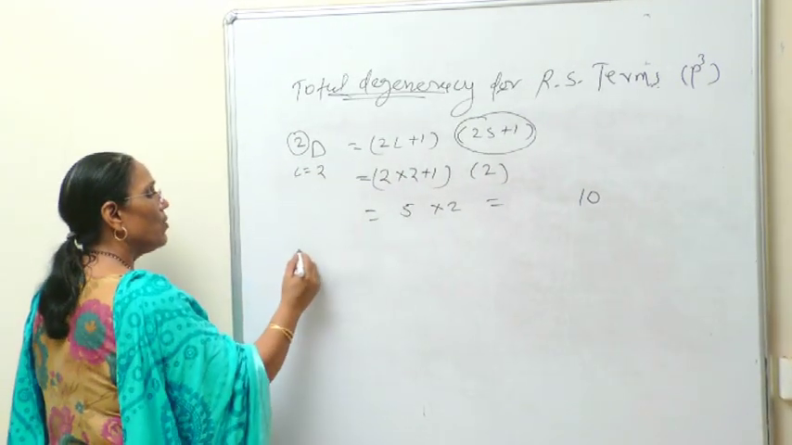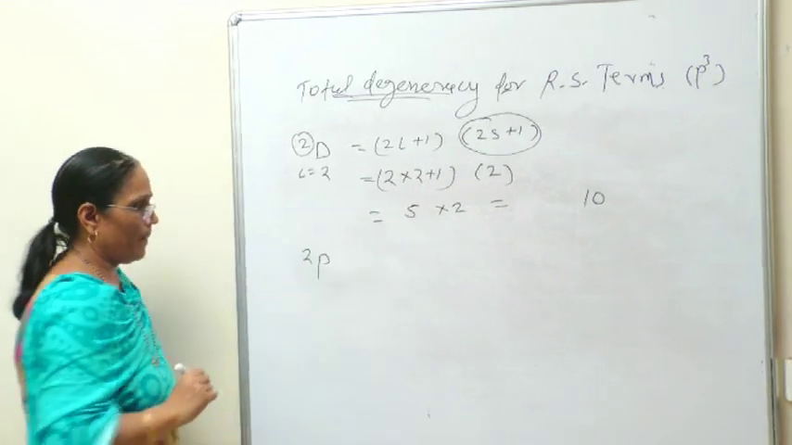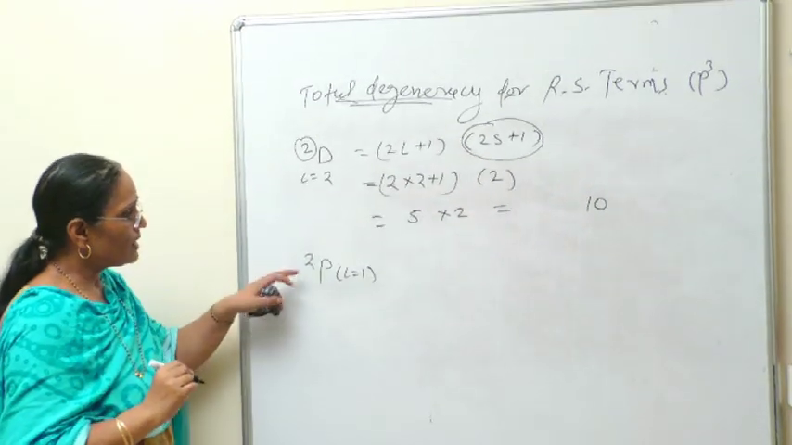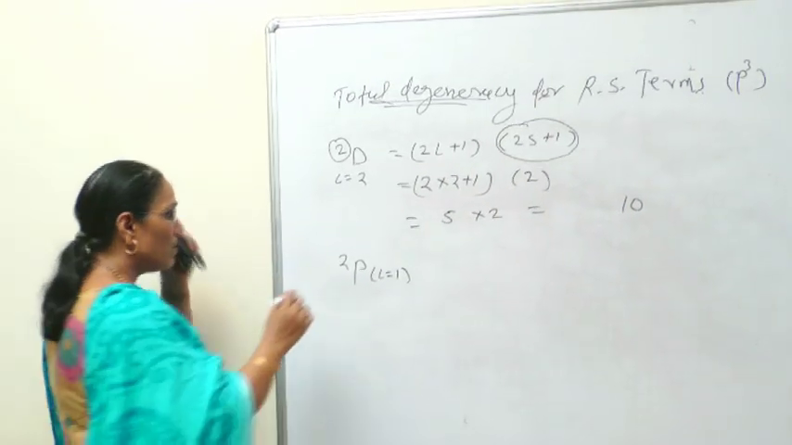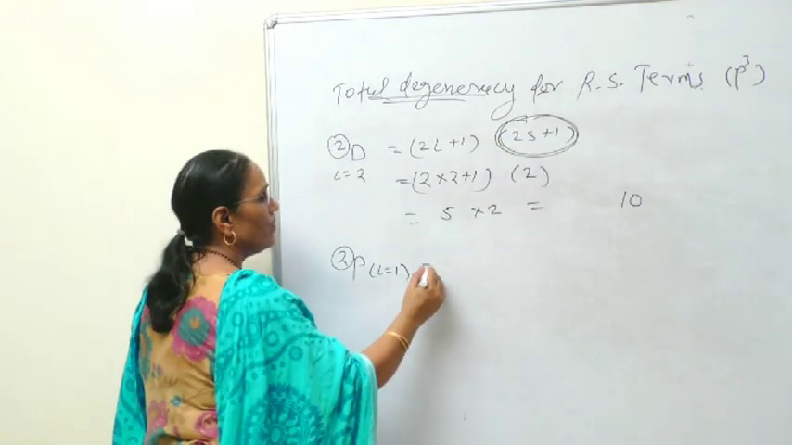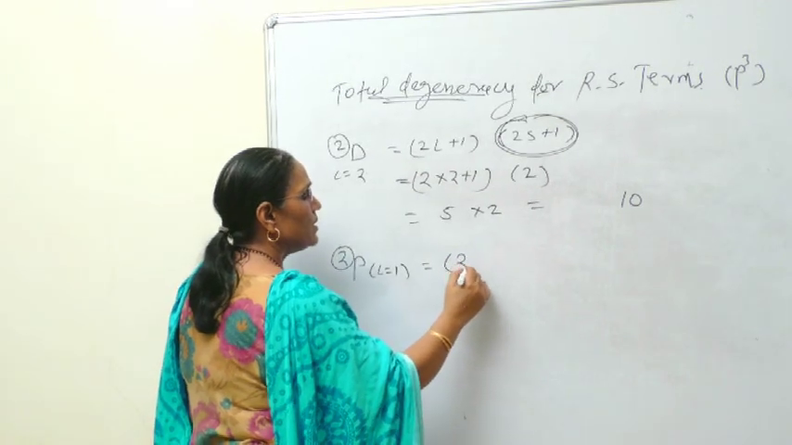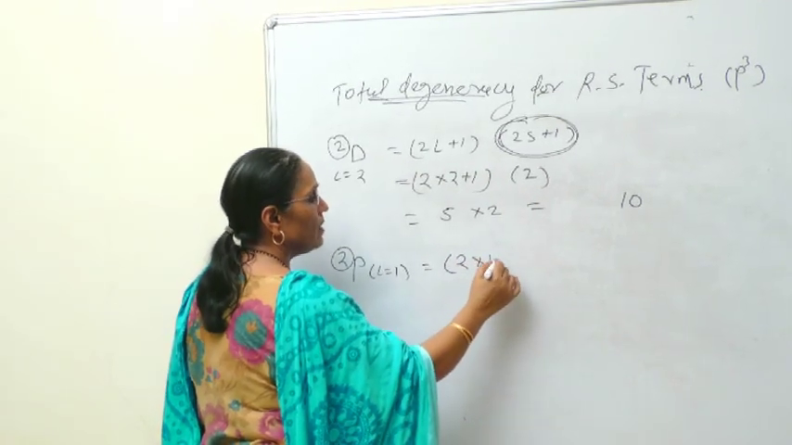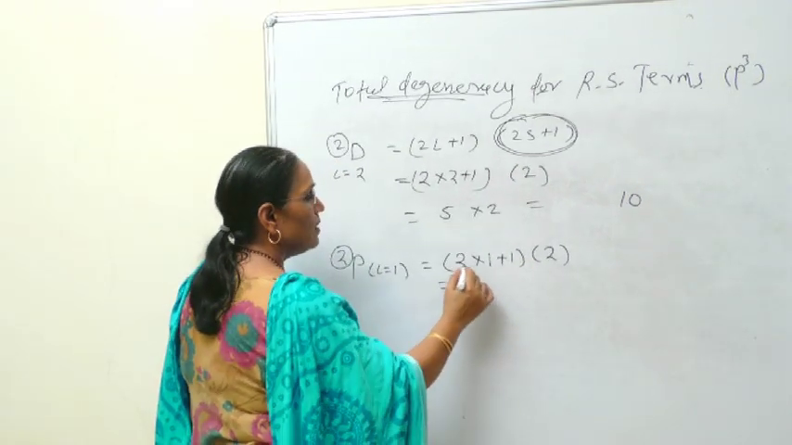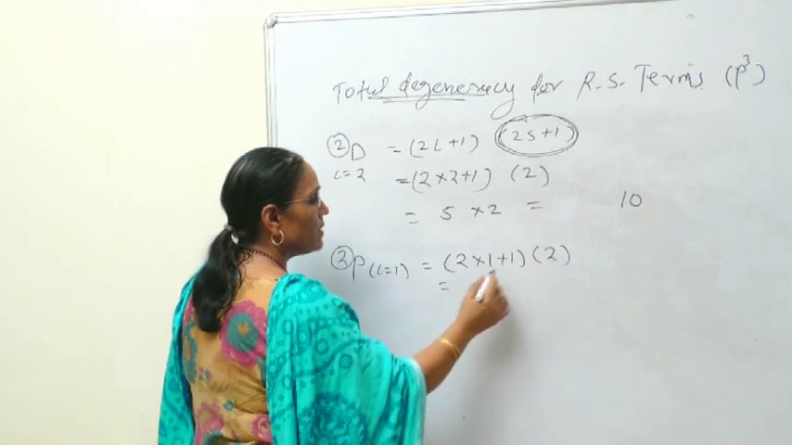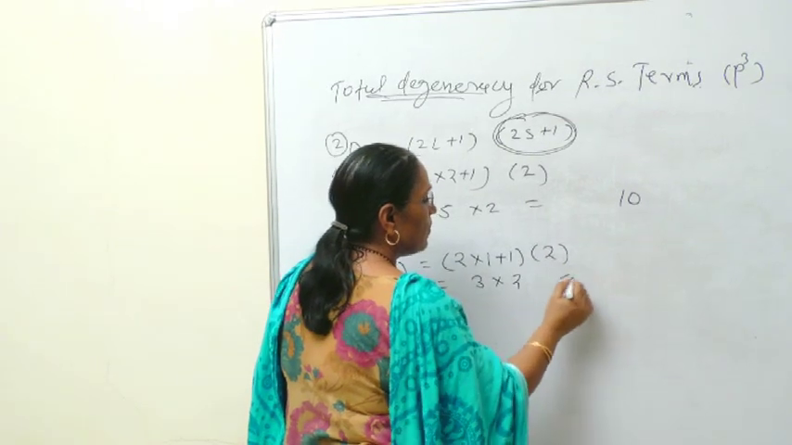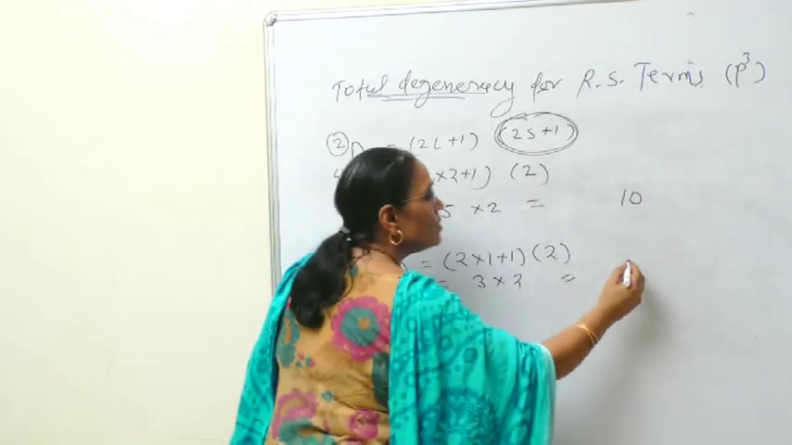The next term we obtain is doublet P. For doublet P, the L value is equal to 1 and the S value is again 1/2, so the spin multiplicity is 2S plus 1. So we can calculate total degeneracy as 2 into L value 1 plus 1, into spin multiplicity 2, that is 2 into 1 plus 1, that is 3, into 2. So total degeneracy for the doublet P term comes to be 6.